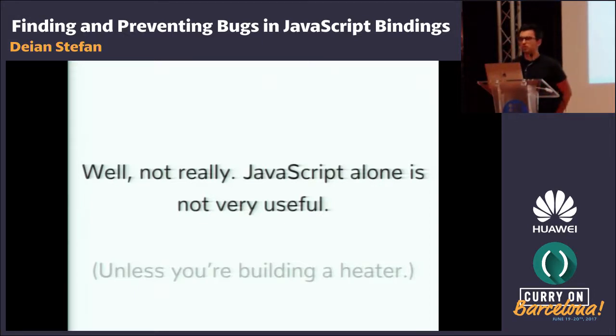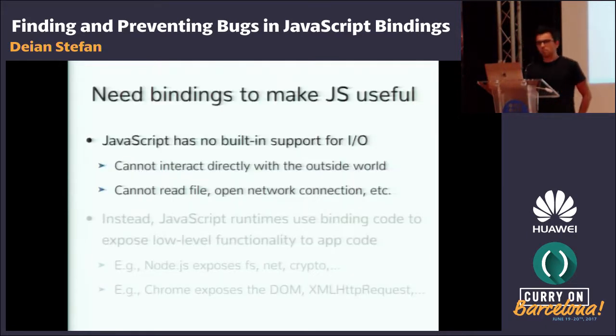JavaScript alone is not actually giving you much. It's completely useless, actually, unless what you're trying to do is build a heater, which you might be nowadays because it's an IoT thing. And in practice, what we actually do is we have this thing called binding code that makes JavaScript useful, right? So JavaScript has no way of performing I/O. In fact, it's defined by the ECMAScript, and the only thing it can do is have super simple programming constructs like loops and so forth, and it has mutable arrays, but other than that, it can't, say, talk directly to the network. It can't read a file. It can't do anything that you might want to do in a real program, right?